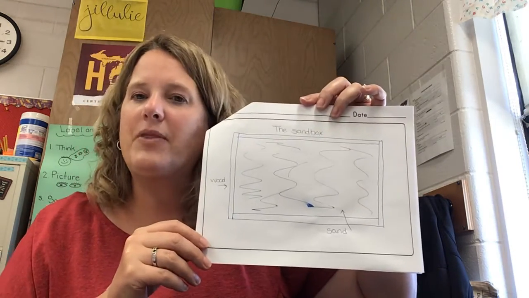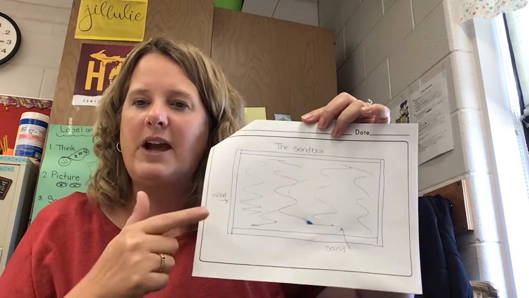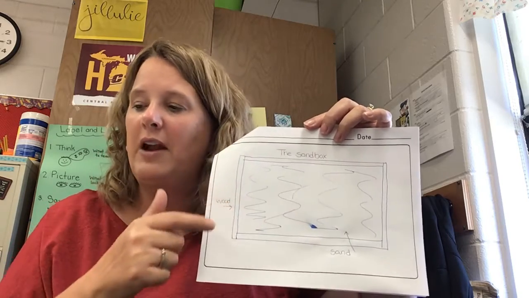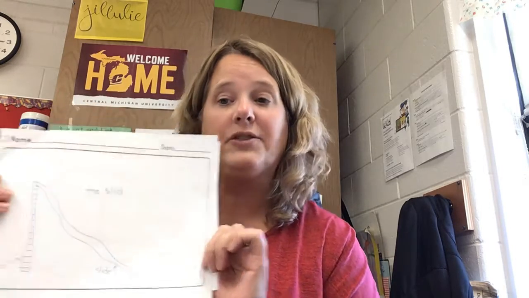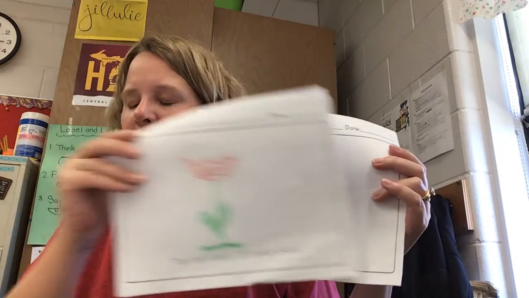Here is a story about the sandbox. Sand is inside, and the wood is around the outside. So I drew an arrow to the wood. So writers, I can label parts of my picture. That will help make my book more interesting. I can add more words to my book to make it more interesting.